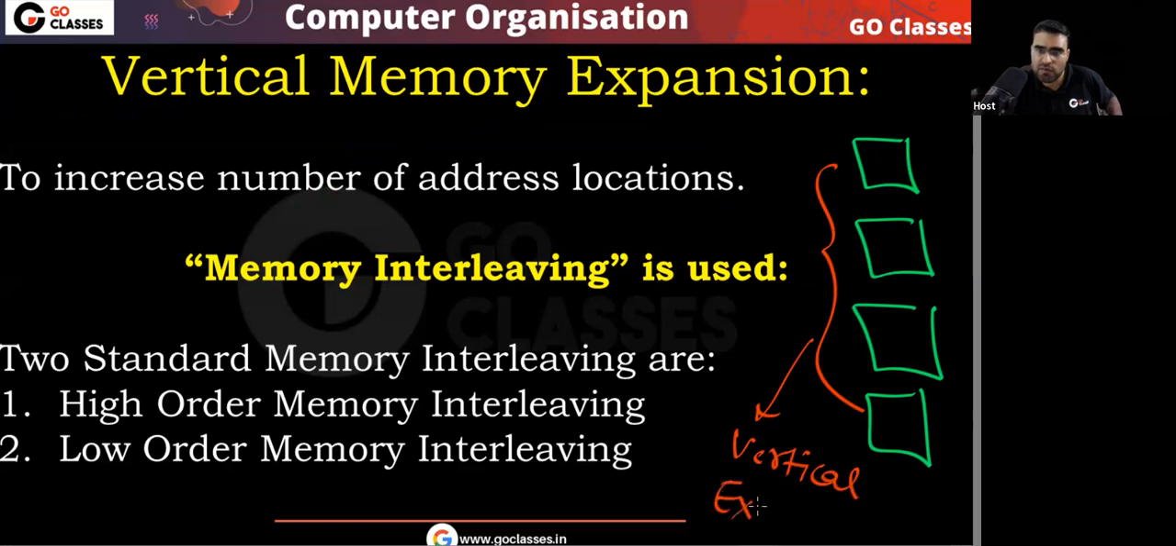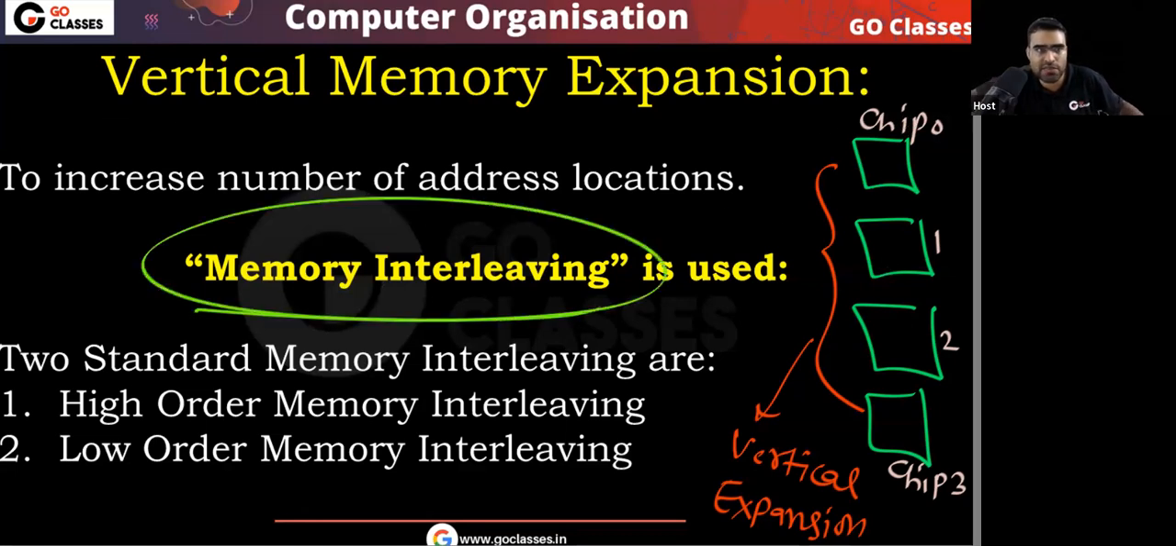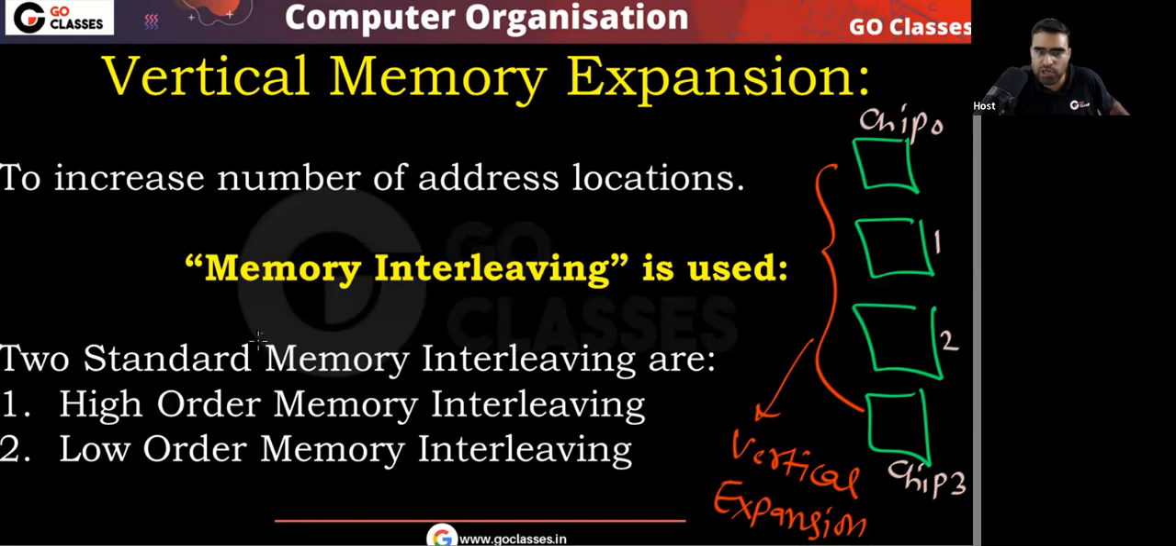This is the vertical expansion. So here you need many chips. For example, maybe this is your chip 0, chip 1, chip 2, and this is maybe your chip 3. Correct? So these are the chips. So very simple: if you want to do vertical memory expansion, then memory interleaving is used. There are two types: high order memory interleaving and low order memory interleaving.